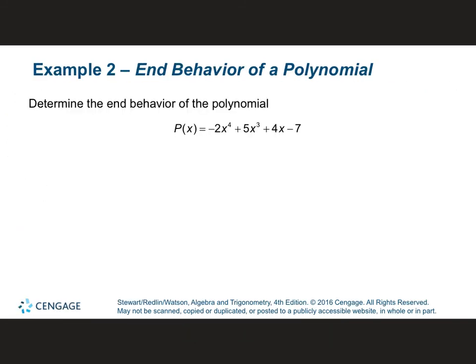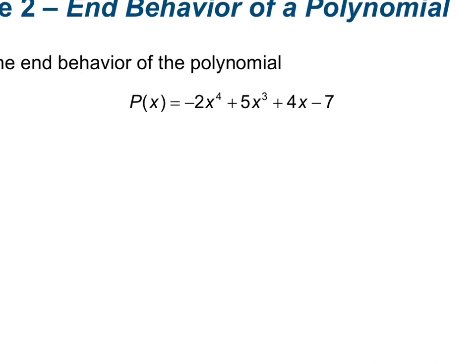If we look at example 2, that's not done for us. We're just determining the end behavior of the polynomial. So we want to start with transformations. You have a negative here, so we know this is a reflection across the x-axis.